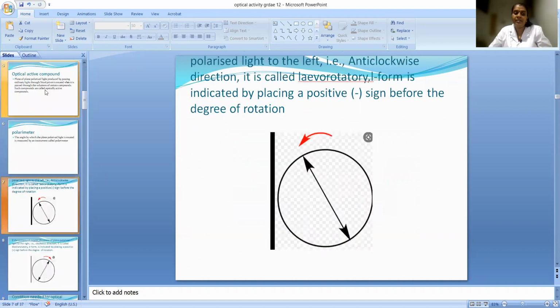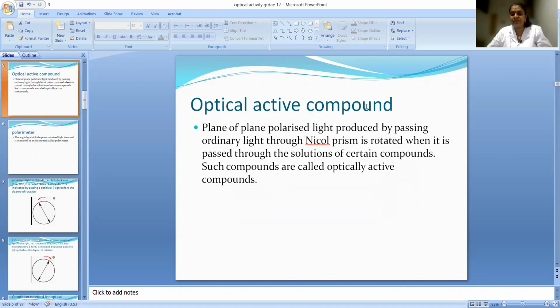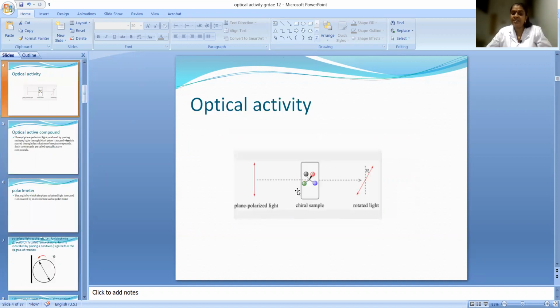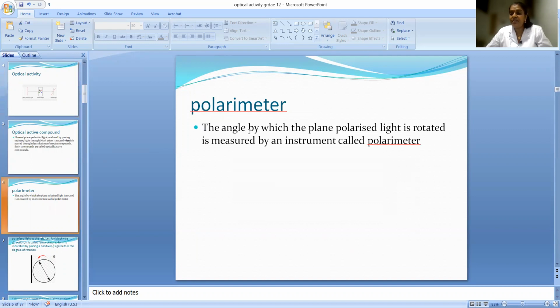Now, next we can see what an optically active compound is. Already we discussed it. The substance which can rotate the plane of the polarized light to either left or right through a small angle is called an optically active compound. And what is a polarimeter? It is an instrument which can measure the angle through which the plane polarized light is rotated. That is called a polarimeter.